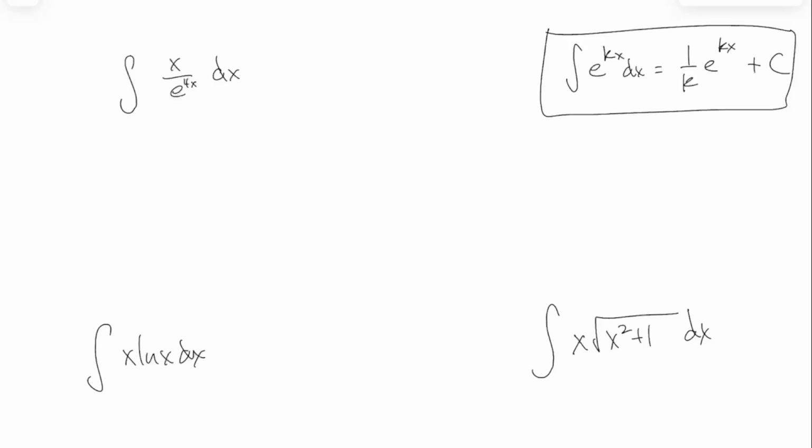I would suggest first change the first one into multiplication. Integration by parts is only meant for multiplication. So if you see a fraction, you should rewrite it as a multiplication.